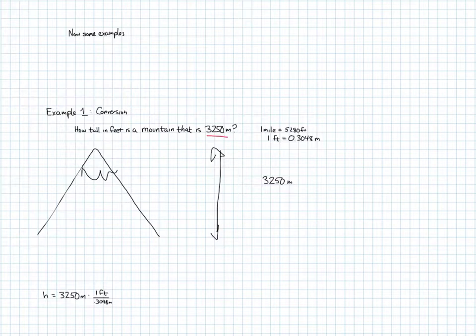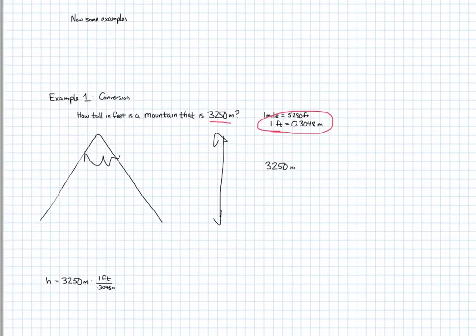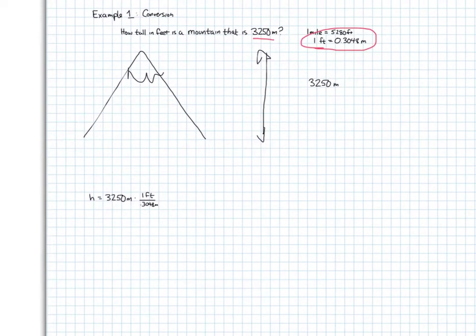Okay, well, we need a conversion, and there are a few ways you can do it. The easiest way to do it is to find this conversion right here, feet to meters. So we can just write the original units, 3,250 meters, times a ratio we've constructed, 1 foot over 0.3048 meters. Notice the meters cancel out, and we're left with feet.